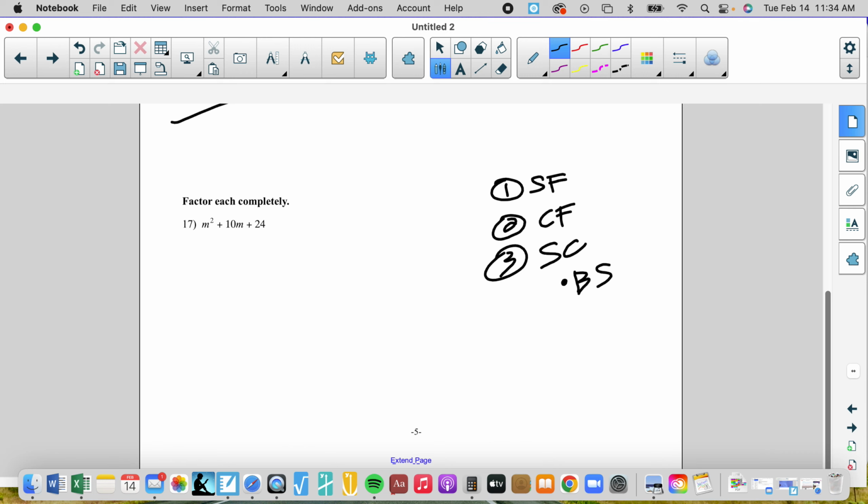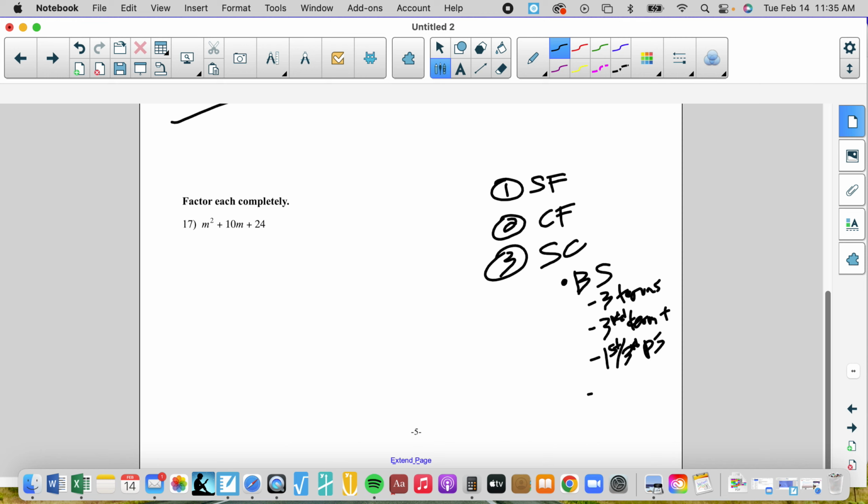And binomial square has 4 characteristics. First one, 3 terms. Does this have 3 terms? Yes, it does. Next one is the third term positive? And yes, it is. Okay. The third criteria is the first and third perfect squares? This is a perfect square, but this is not a perfect square. No number times itself equals 24. So I know it's not a binomial square.